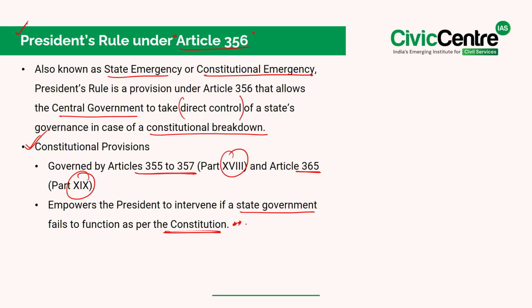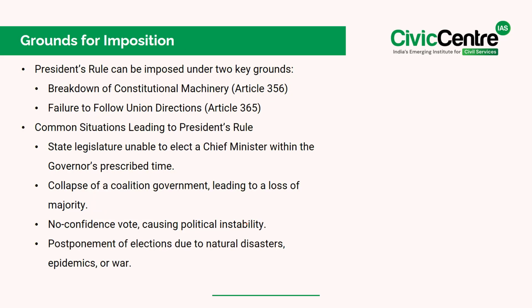And the imposition of President's rule can occur under 2 key conditions. Firstly, a breakdown of constitutional machinery, that is under Article 356, and it happens when the governor reports to the President that the state government cannot function as per the Constitution, leading the President to take control. Secondly, the failure to follow union directions, that comes under Article 365, which occurs when a state government refuses to comply with the union government's directives, making it necessary to impose President's rule.